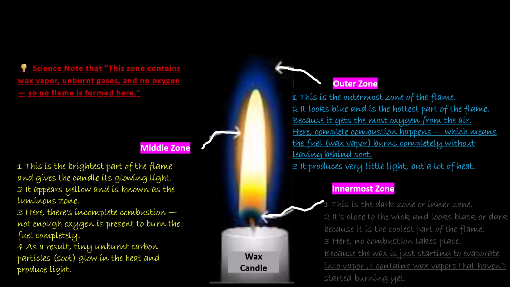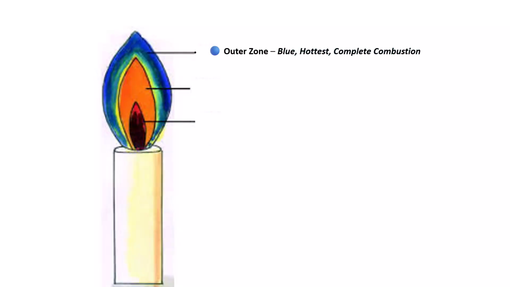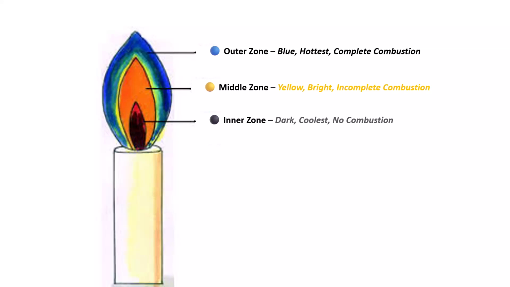Now, let's quickly recap the three zones of a candle flame. Outer zone, that is blue, hottest, and here complete combustion takes place. Next is the middle zone, which is yellow in color and it is the brightest part because incomplete combustion takes place. Third is the inner zone, which is dark and coolest because of no combustion. Each zone plays a different role and teaches us how combustion works.